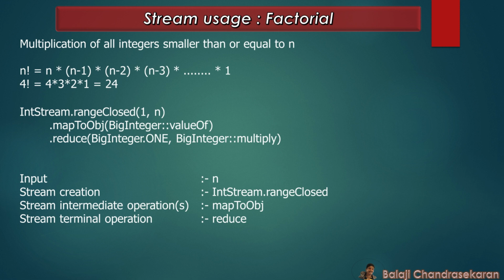Then it reduces them by multiplying all the elements together using the reduce terminal operation, with 1 as the initial seed value, and the multiply method in the BigInteger class is used as an accumulator by passing it as a method reference. The terminal operation results in the factorial output as a BigInteger.